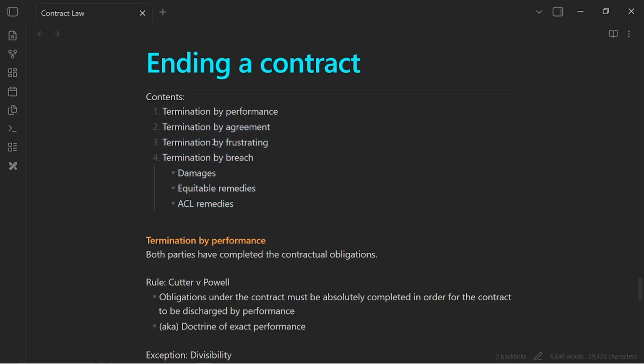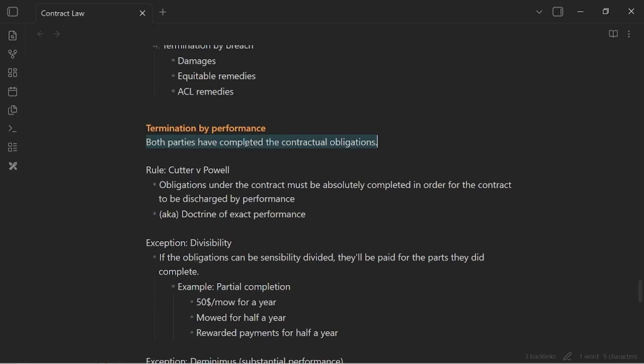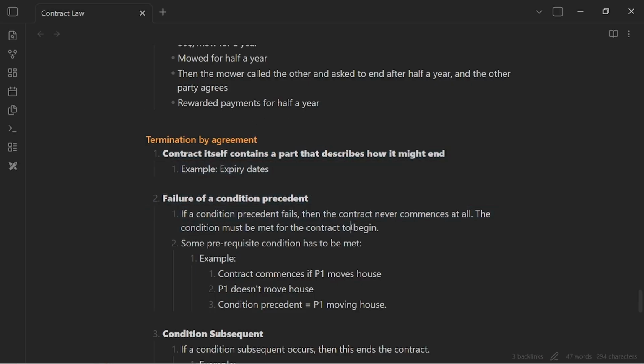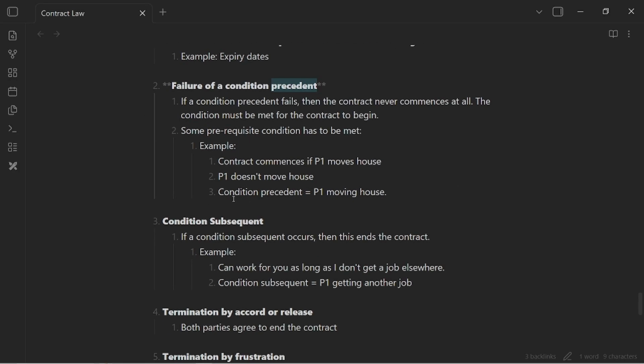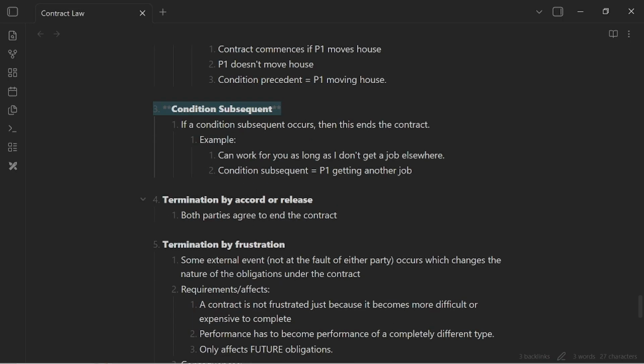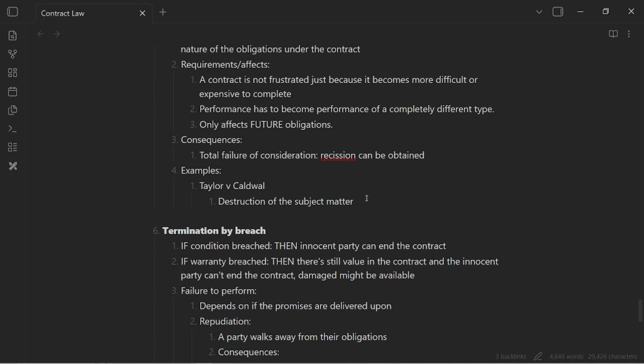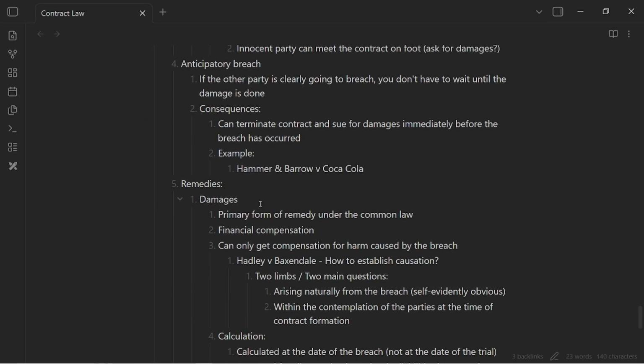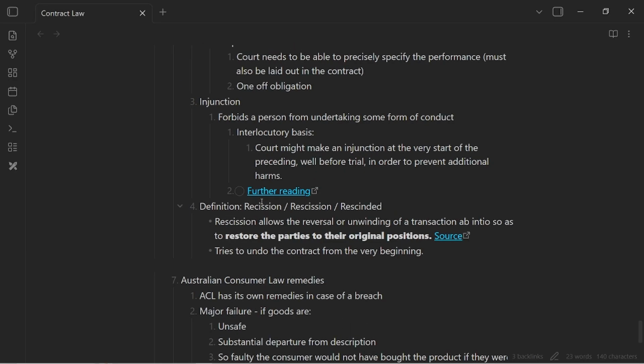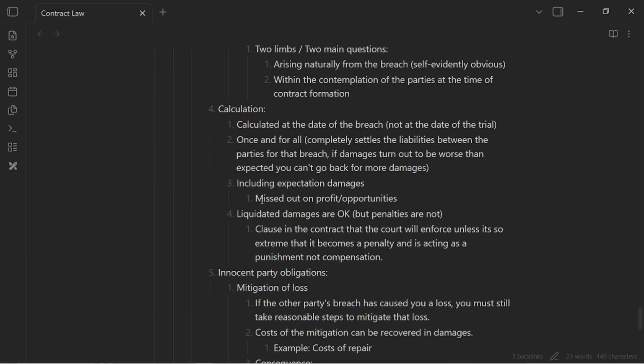Okay, and there are multiple ways of ending a contract: performance, agreement, frustration or breach. So that's just how it's supposed to have ended. Performance, agreement, the contract itself contains a part that describes how it might end, or failure of a condition. Remember, conditions are the important thing, and a condition precedent is something that was required to happen before the contract even commences. And subsequent, if something happens, then it ends. And just both parties agreeing, frustration, some external event, and a breach, one of the parties doing something wrong. Okay, and there's a lot in termination by breach.